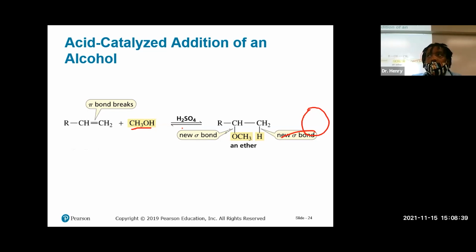Only thing, instead of getting the formation of an alcohol, now we're getting formation of, what is this? You can't start with an E. It's an ether. Yeah, it's right here. Okay, so we're going to get the formation of an ether. So if we start out with an alcohol, we get the formation of an ether.